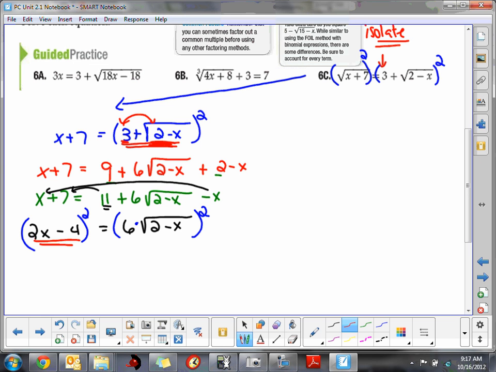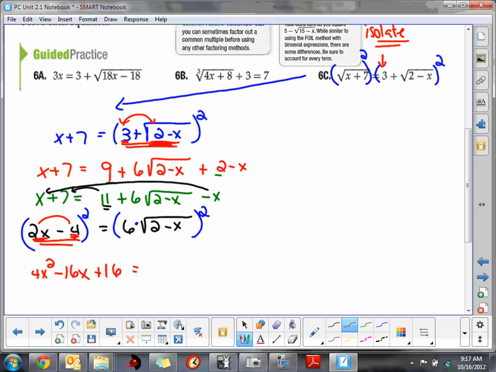And we're squaring a binomial. It's going to be a trinomial, so we're going to square the first thing, 4x squared. We're going to double the outside times the inside. That's a negative 8x. We've got to double it, so minus 16x. Then we have to square the last term, so negative 4 squared is plus 16, equals.